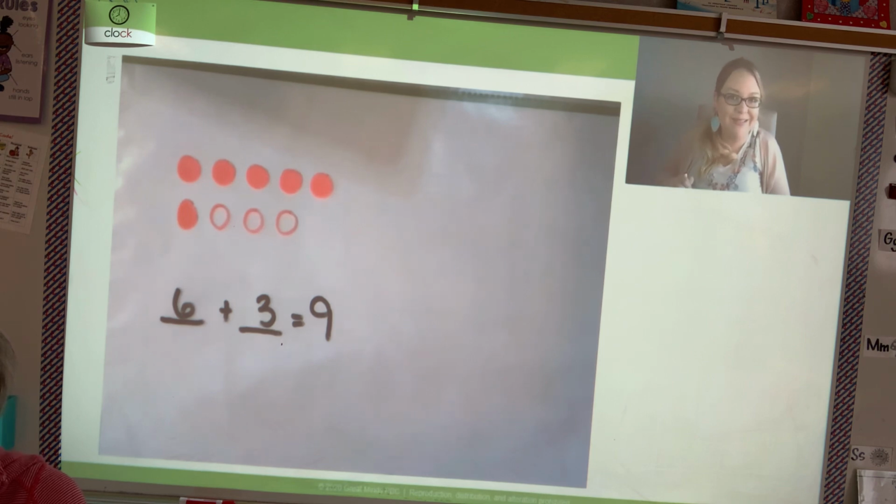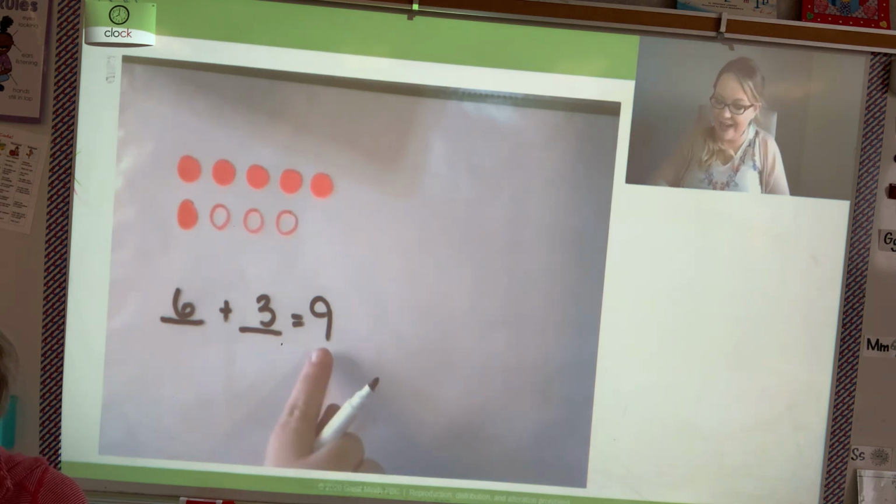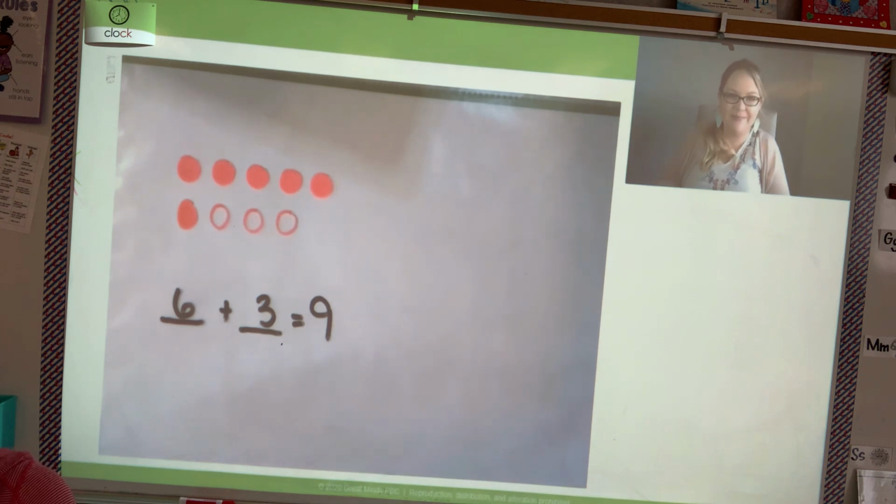Then how many beads do we have all together? Think. Tell me. Yes, 9 all together. Go ahead and write your number sentence on your board. You probably did it with her. Now go ahead and write your number sentence.